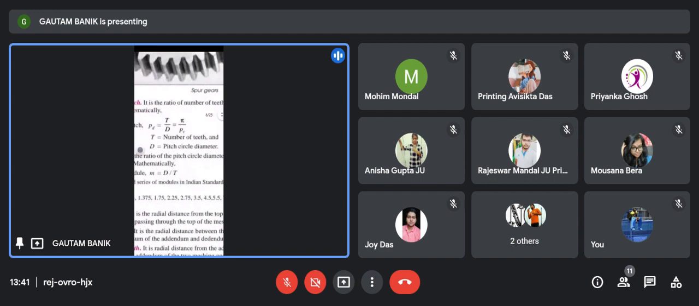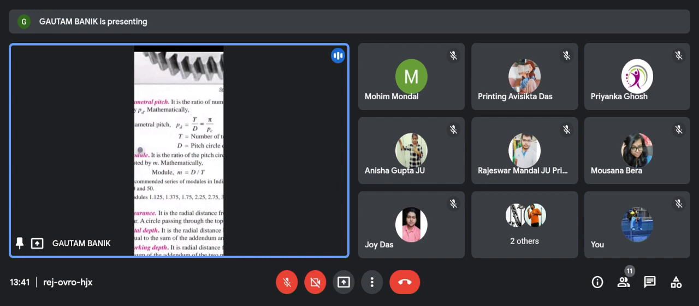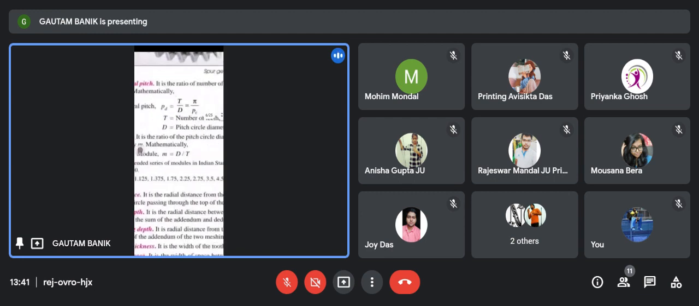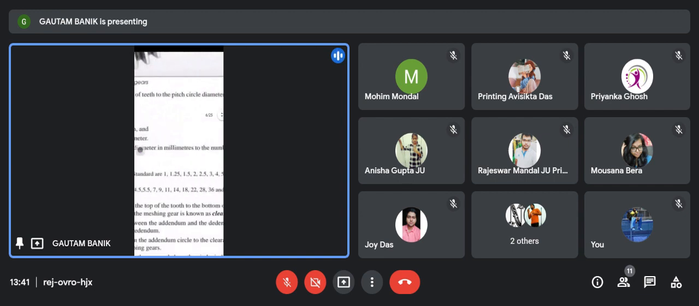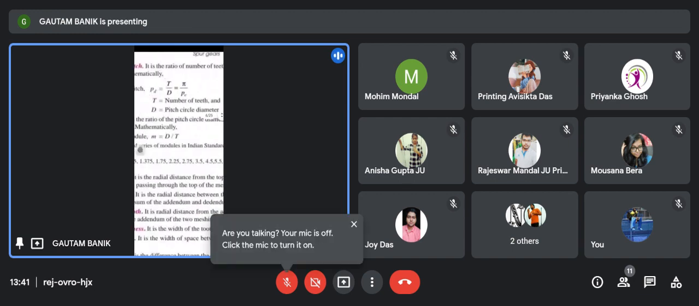This is the pitch circle diameter. And if it asks for the diametral pitch, it is not the diameter; it is the T by D value. Now another part is the module. Module is the ratio of the pitch circle diameter in millimeter to the number of teeth. The D by T actually stands for module.